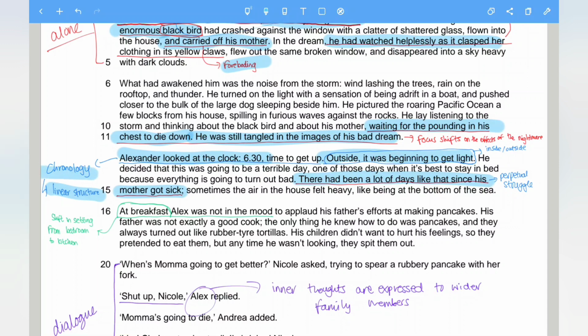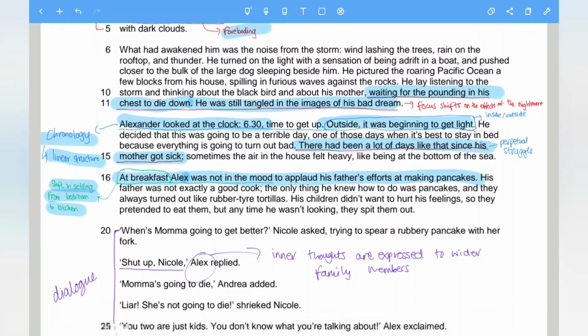And chronology is again another structural feature. As you can see, a shift in time. So now it's the early hours of the morning. And the following paragraph, it shifts in the setting. So it goes from his bedroom to breakfast. So as you can see, a shift in setting from bedroom to kitchen. "At breakfast, Alex was not in the mood to applaud his father's efforts at making pancakes." So that in itself is an example which you want to consider for question 3.